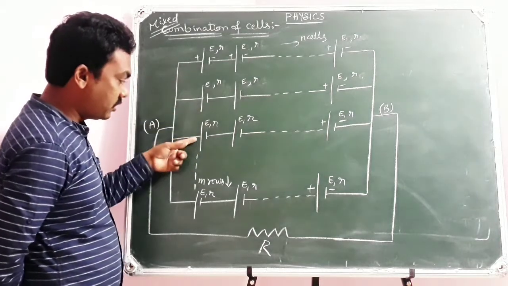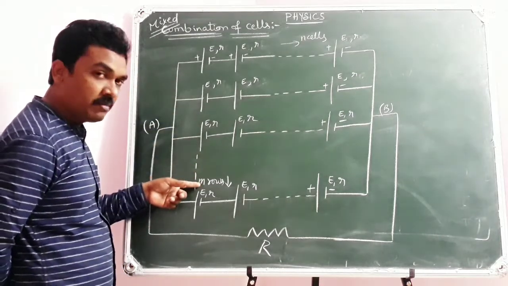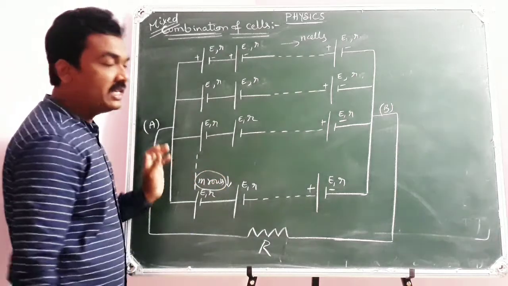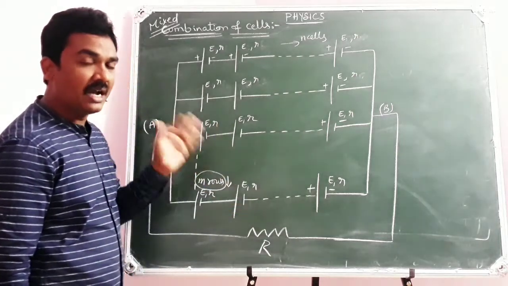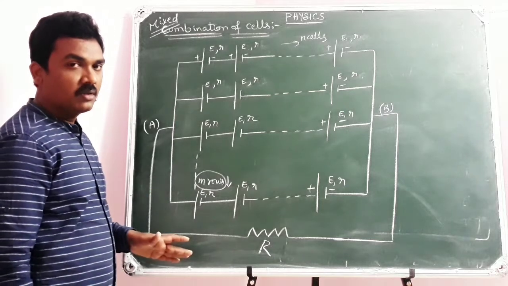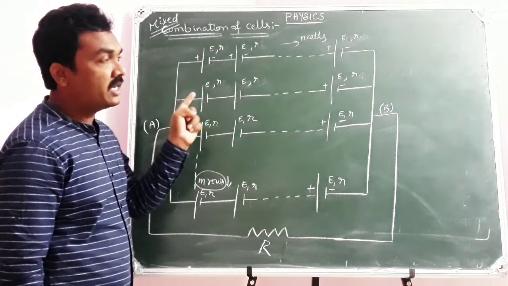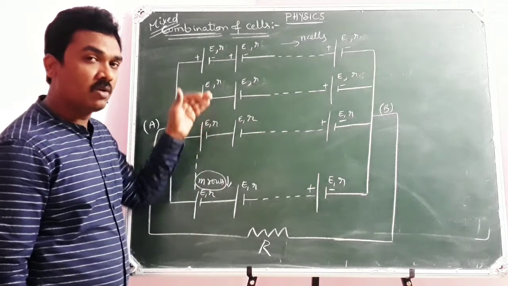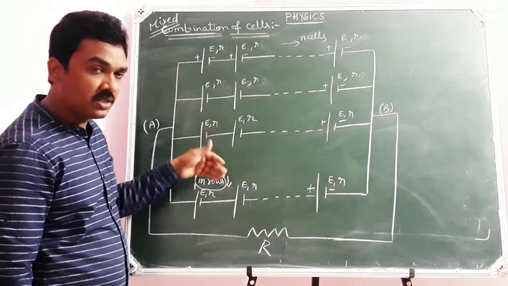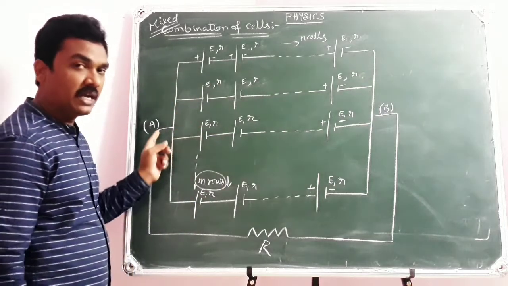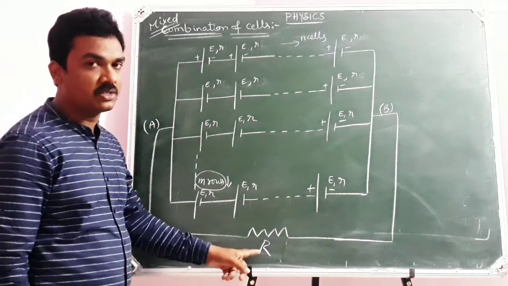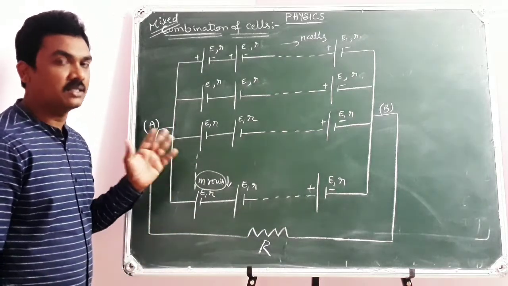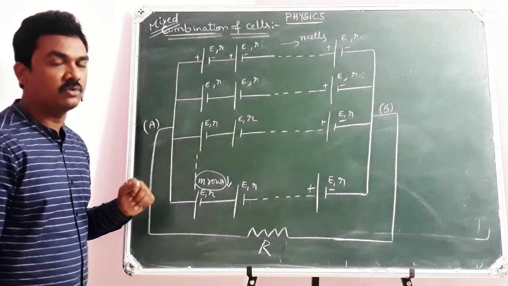First row, second row, third row, fourth row, like that. How many number of rows are there? M number of rows. And in each row, there are n identical cells connected in series. And such series combinations of m rows are given in parallel combination across AB to the external resistor. Of course, there are m into n number of cells.